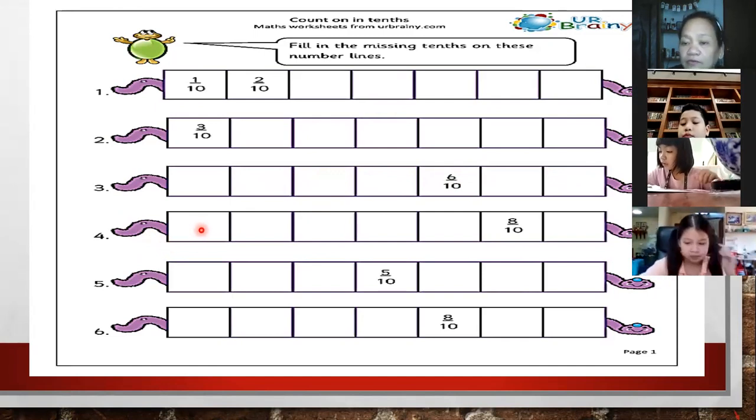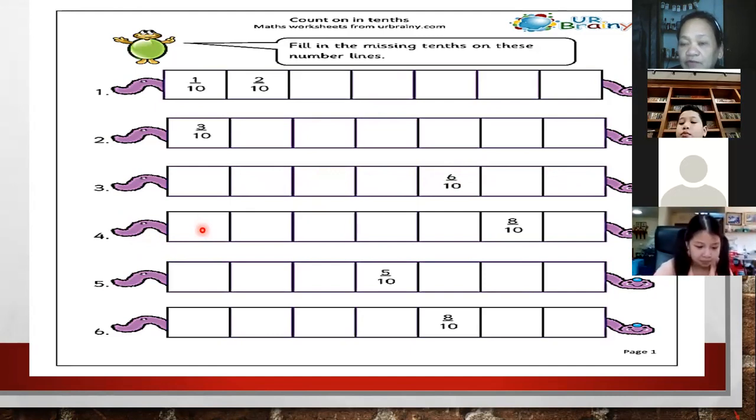Fraction, start with 3 tenths, 4 tenths, 5 tenths, 6 tenths, 7 tenths, 8 tenths, and 9 tenths. Okay, number 5. 2 tenths, 3 tenths, 4 tenths, 5 tenths, 6 tenths, 7 tenths, 8 tenths.